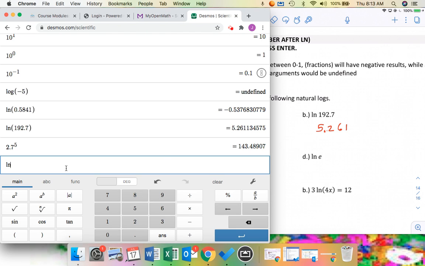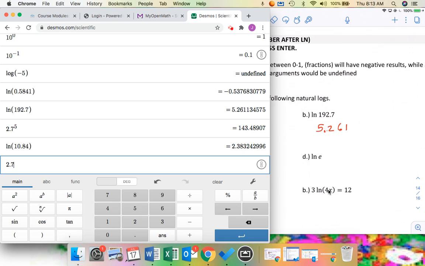ln of 10.84. That's 2.383. Well, 2.7, aka e. We could even write e. It is smart enough to know what e is. e to the 2nd power is about 7. Yeah, it's a little bit bigger. 10.84 is just a little bit bigger than that. And so 2.3 being a little bigger than that too, that makes sense. So you can kind of see that crisscross pattern there.